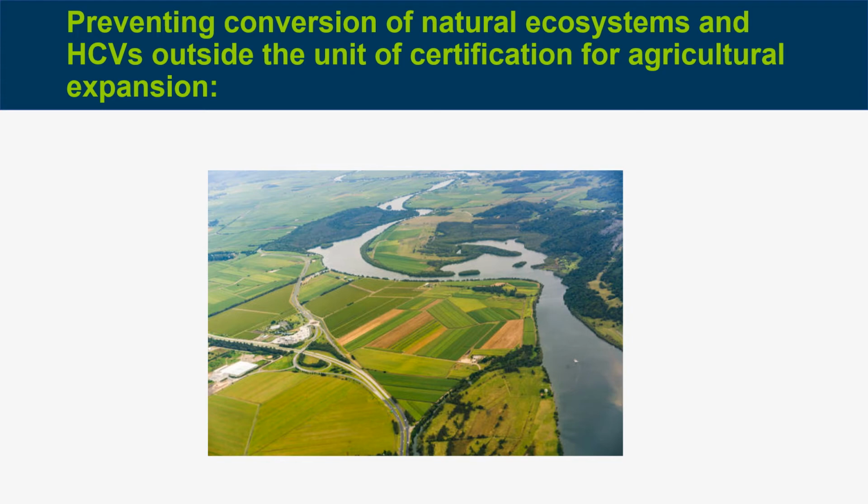In this case, what's important is that we have the mapping. We know where our suppliers are. If the company provides the seeds for new planting, they need to be sure where the seeds will go. They need to, of course, train the supply base and make the supply base aware about no conversion of, for example, protected areas or riparian zones.